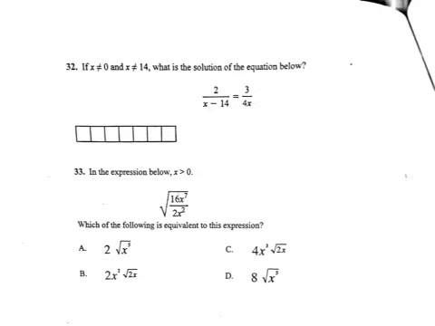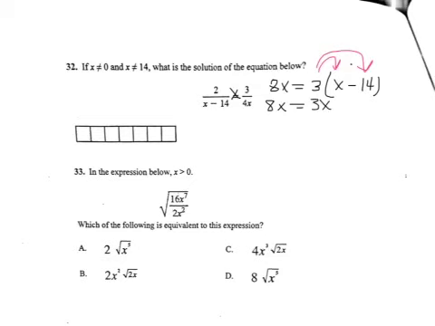All right, in question number 32, it looks like we have another cross multiplication problem. So when you cross multiply, you're going to get 8x, because 2 times 4x is 8x. And on the right side, don't forget, because you've got a binomial, you want to use parentheses. And now I'm going to distribute the 3. And so I get 3x minus 42.